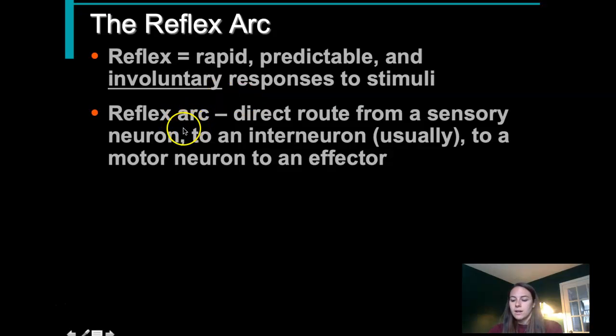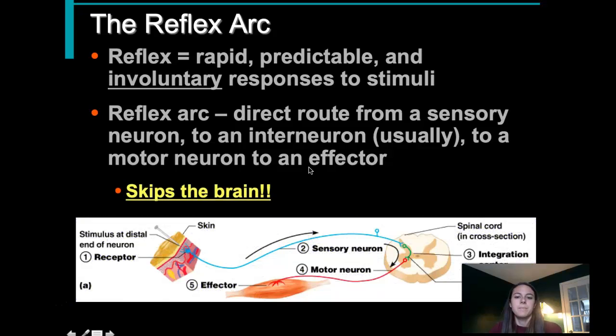And the reflex arc is the direct route from the sensory neuron, which is in my eye, to the, what's happening here? To the interneuron, usually, and then back to a motor neuron, which is the effector. The important part here is that it skips the brain. So my eye was just an example.